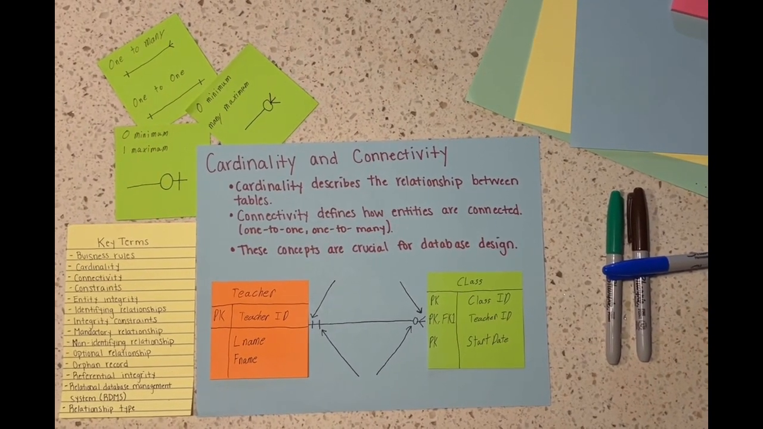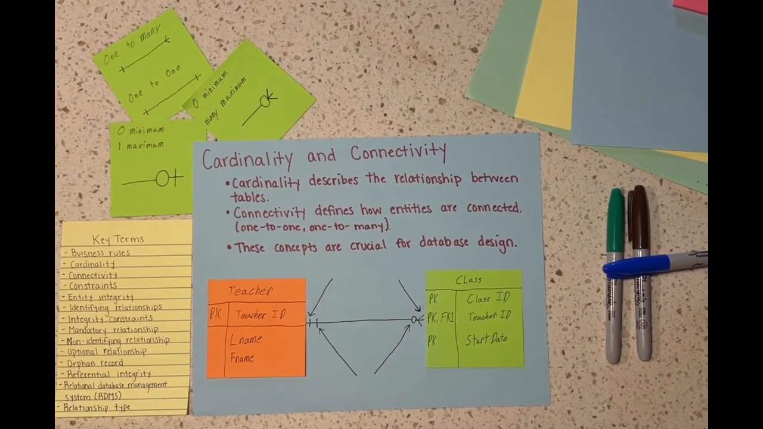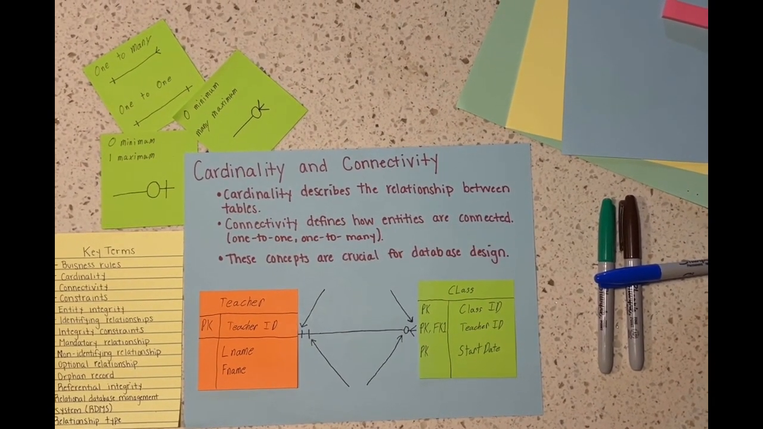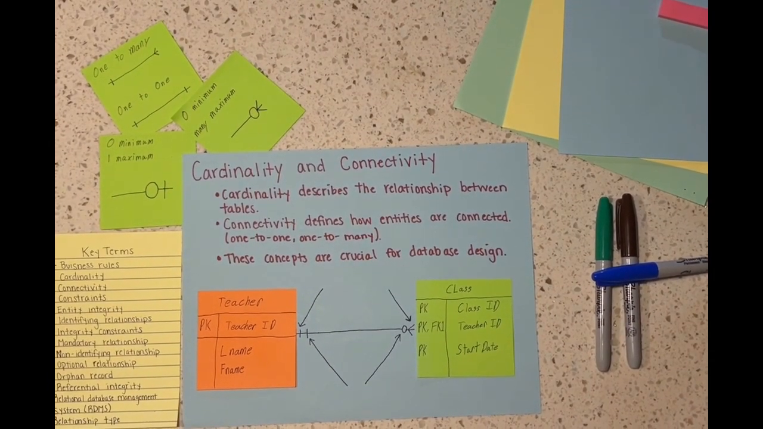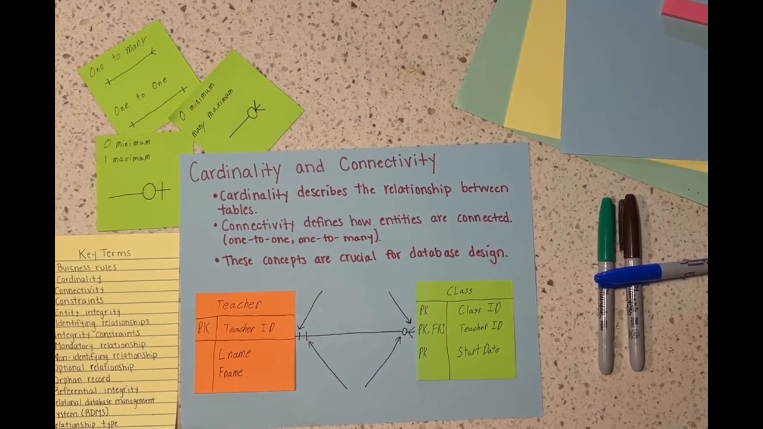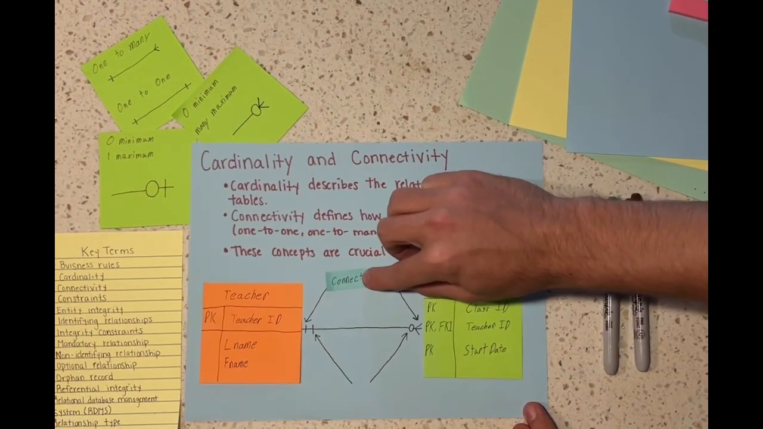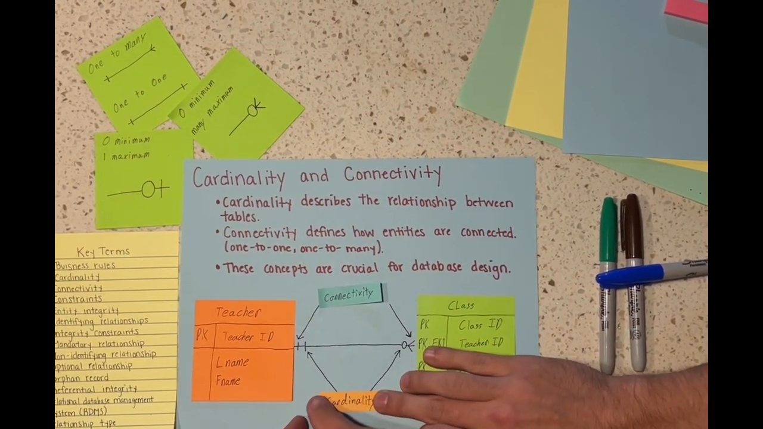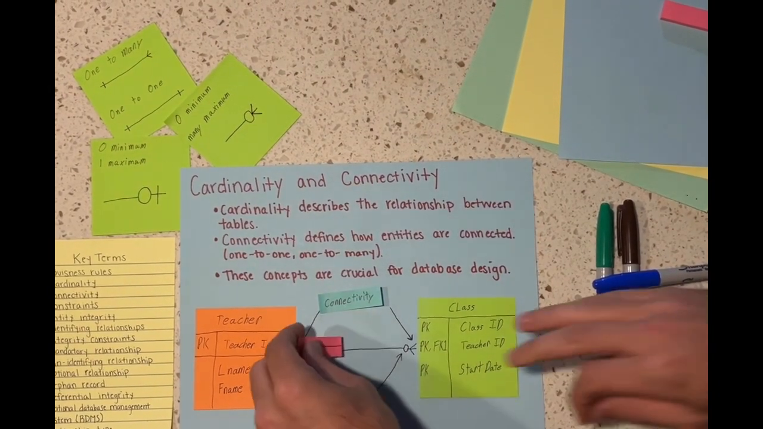Understanding cardinality and connectivity is essential for designing effective database relationships. Cardinality describes the number of occurrences between entities, while connectivity defines how they are connected. Now, do you think you could tell me which one is connectivity and which one is cardinality, the top or the bottom? If you guessed that connectivity was at the top, then you'd be correct, and cardinality is at the bottom.